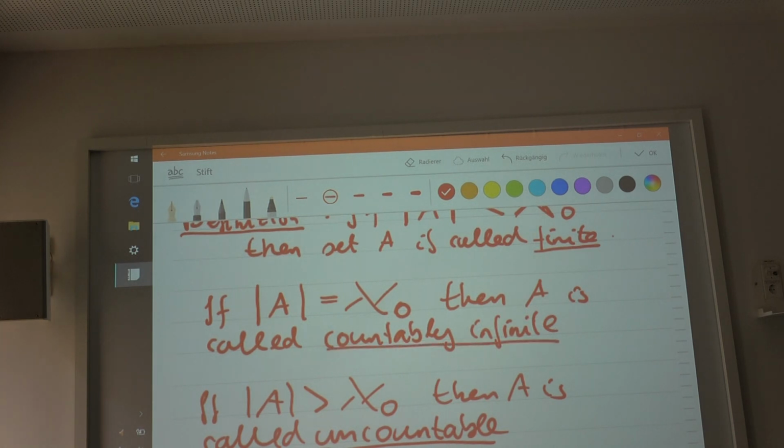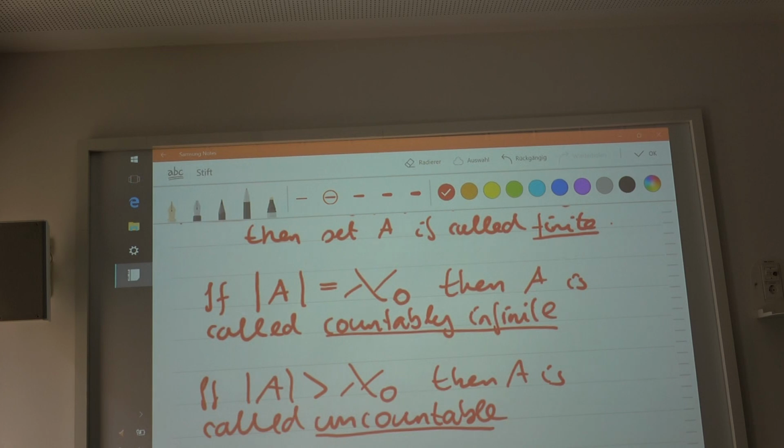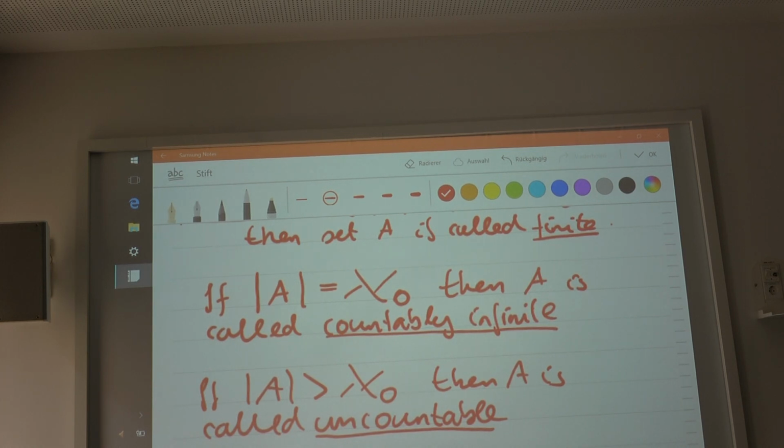Sorry guys, this is called countably infinite. I mixed it up. If the cardinality is greater than that of the natural numbers, then it's uncountable. And countable means that it is either finite or countably infinite. I apologize.